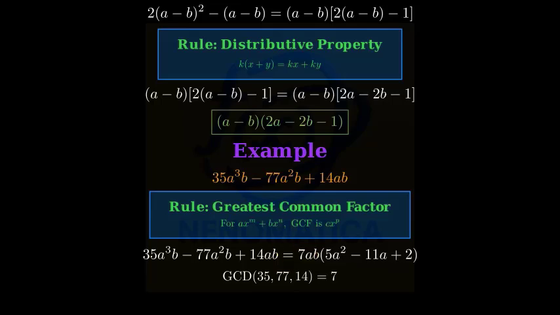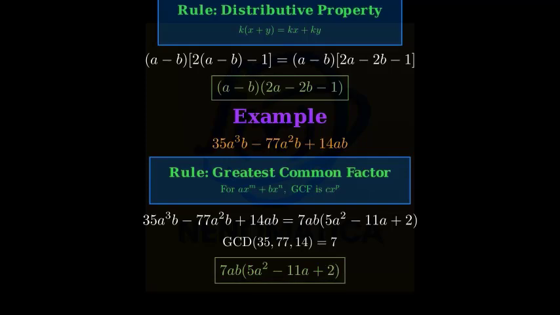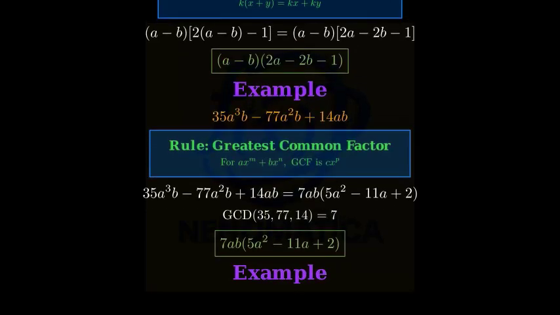So our final factorized form is 7ab times the expression 5a squared minus 11a plus 2. We have successfully factorized the original expression by identifying the common factor 7ab. Let's move on to our third and final example.